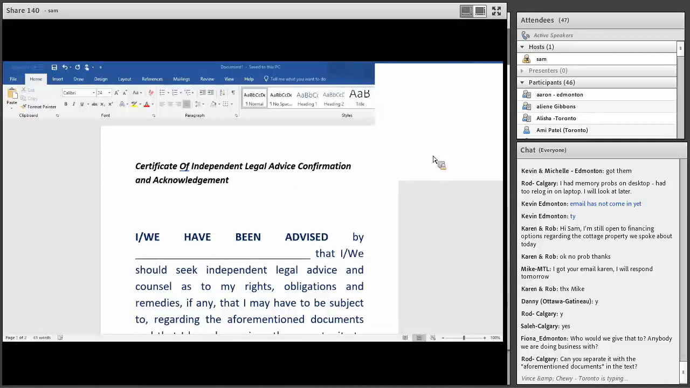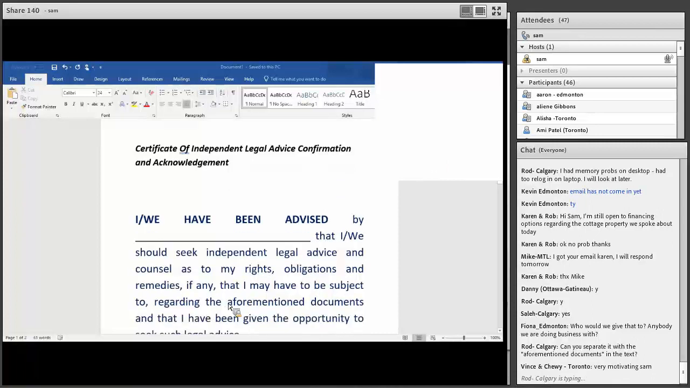Can you separate it with the aforementioned document in the text? What do you mean by that, Rod? The aforementioned document here, this part? Well, you're only giving it to them, Rod. You're only giving it to them when you're giving them documents, right? Yeah. Do you see what I mean, Rod? You're only giving them this. You're only giving this document when we have a document.